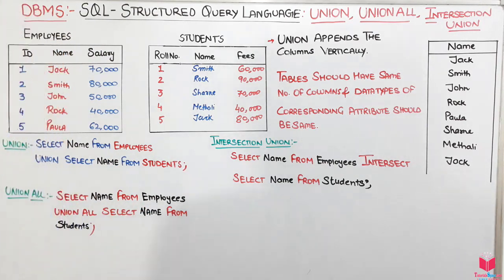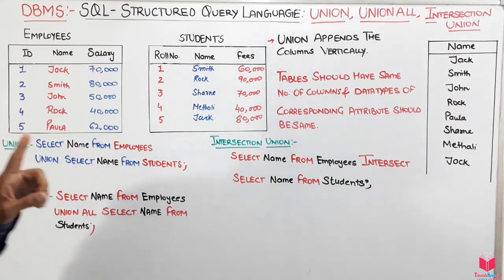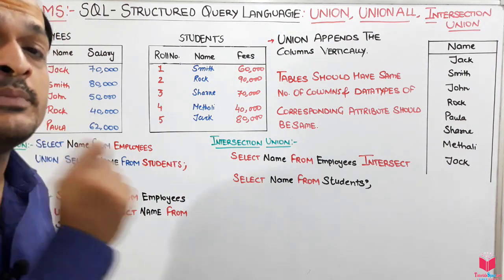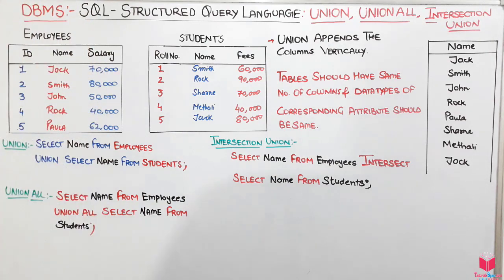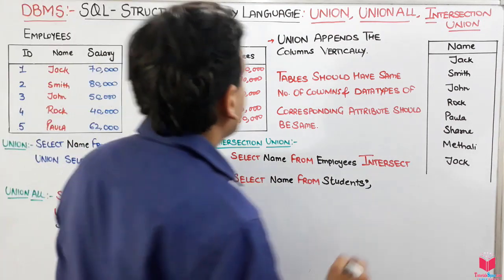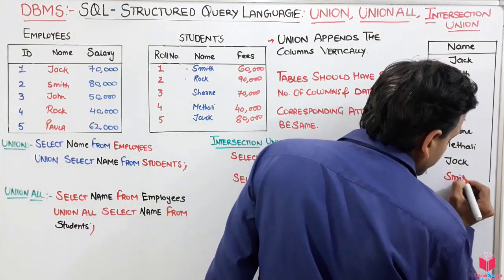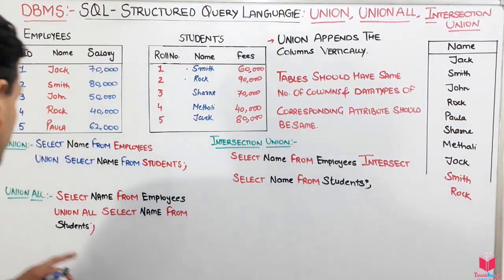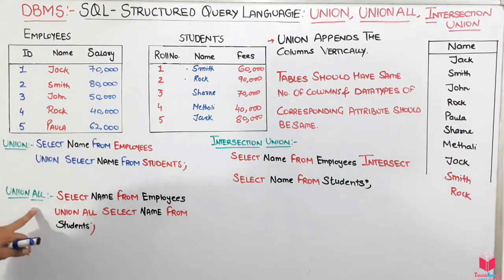Okay guys, after that there is the keyword UNION ALL. UNION ALL is the same as union, but it will consider all the duplicate values. If there is a duplicate value, it will also be written there. We skipped Smith and Rock because they are duplicate values, so now we will write Smith and Rock. For UNION ALL, the ALL keyword will consider every value, whether it is duplicated or not, it does not matter, we will write it.